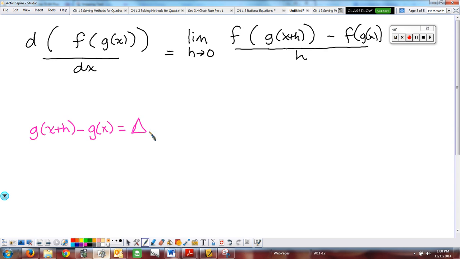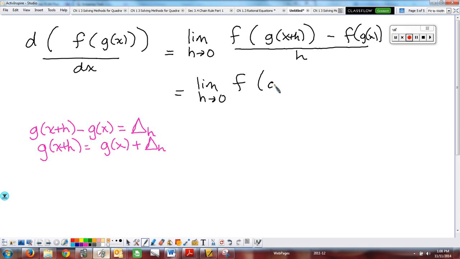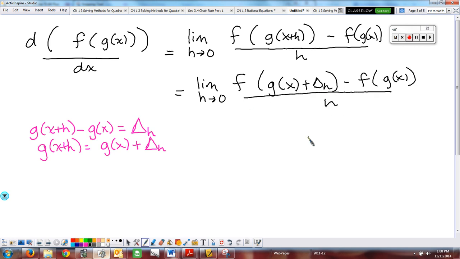Okay, we don't really know what it is. We're just going to call it the change based on h. So I'm going to call it delta h. Right? And then if I do that, I can rearrange this and say g of x plus h is going to be the original g of x plus this change based on the fact that I did x plus h instead. Okay. So we're going to put that in, the limit as h goes to 0 of f of, so I'm taking out g of x plus h, and it's going to become g of x plus some change based on that composition, minus f of g of x all over h.